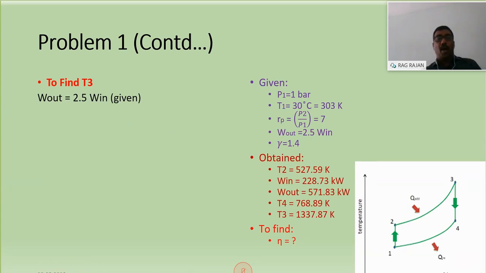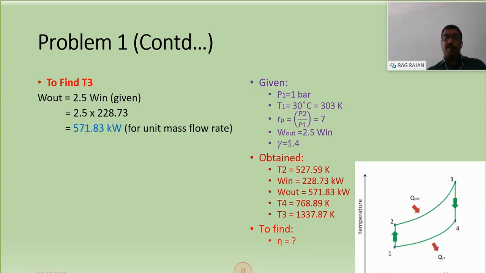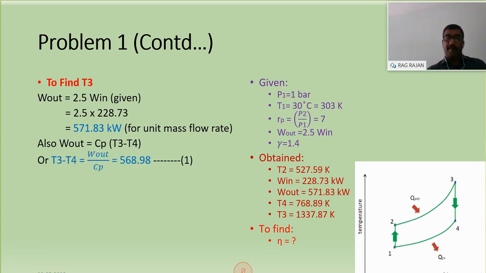So what is W out? In the question it is given that it is 2.5 times that of W in. So you can directly calculate, and you will get that as 571.83 kilowatt. So what is W out? It is equal to Cp into T3 minus T4.